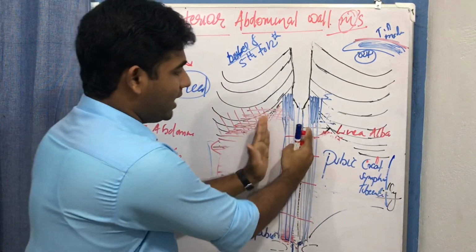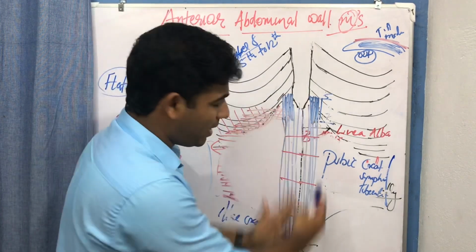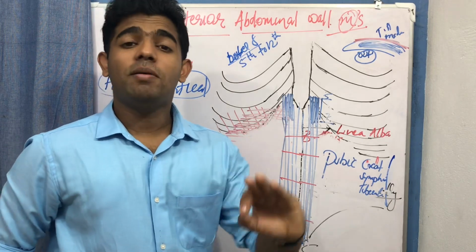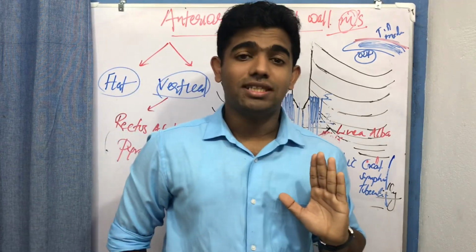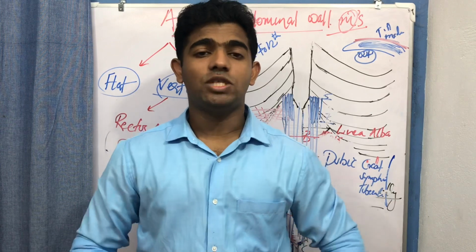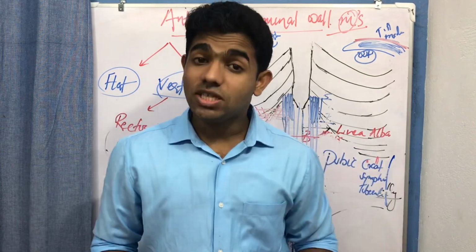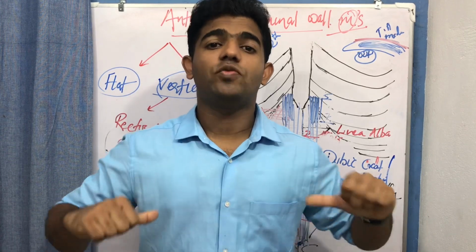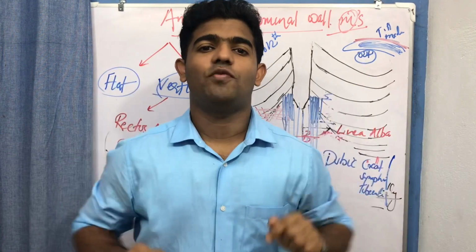So this is a paired muscle separated by the linea alba in the center. So remember which muscle: the rectus abdominis runs from lower to upper part, arises from the pubic crest, pubic tubercle, and pubic symphysis, and is inserted into the xiphoid process and ribs 5 to 7. Remember, it's only 5 to 7 ribs.